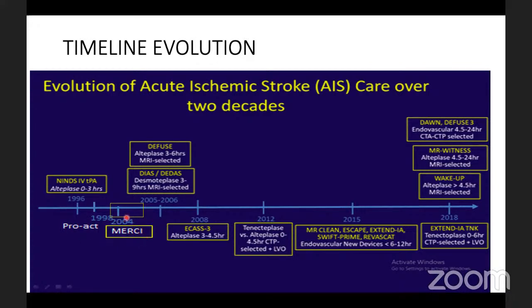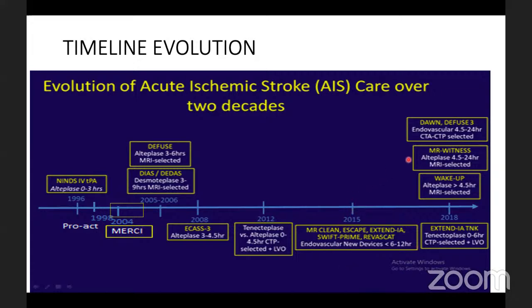2004 witnessed the early stent retriever techniques, the Mercy techniques. And in 2008, we saw the IV TPA window being extended from 3 hours to 4.5 hours. Subsequently, in 2015, we saw the glory of all these trials, which established mechanical thrombectomy or embolectomy as the gold standard of care for the correct patient in the window period.